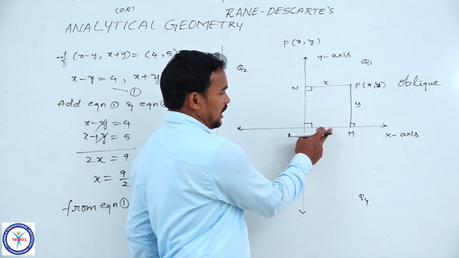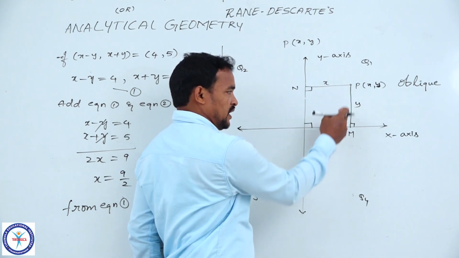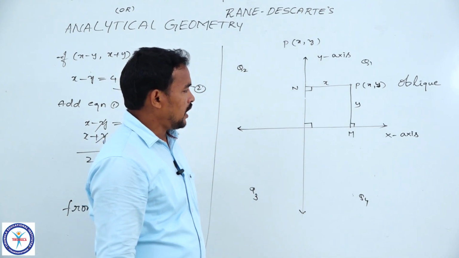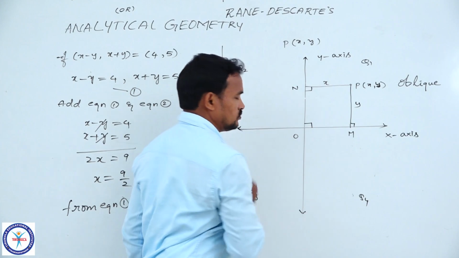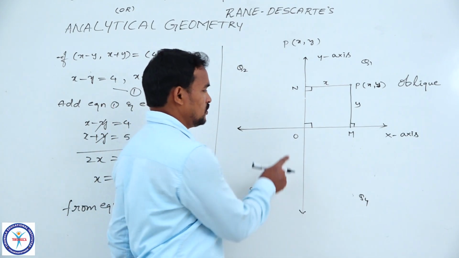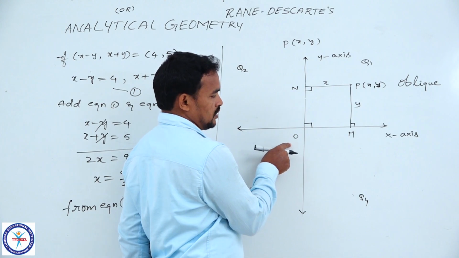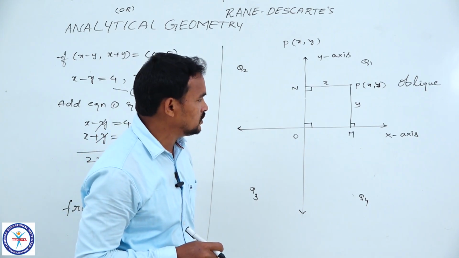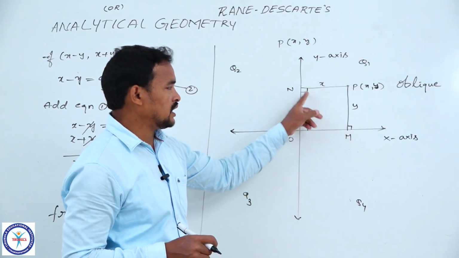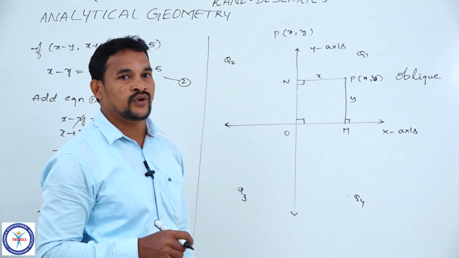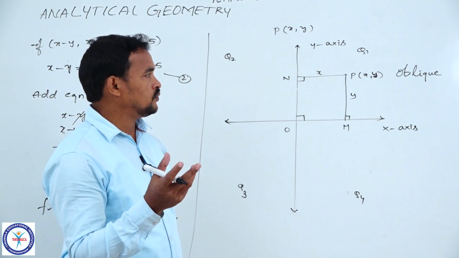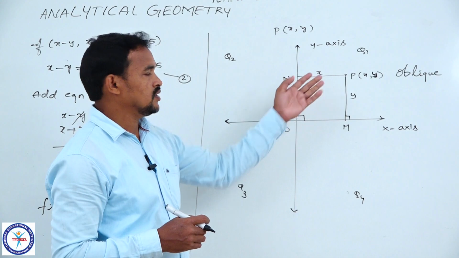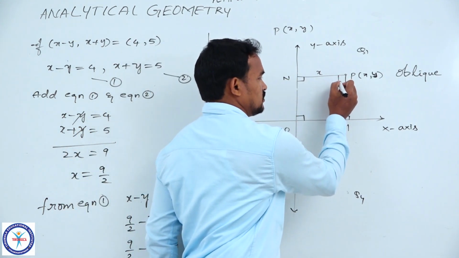Here we observe the x-axis and y-axis are perpendicular, Pm is perpendicular to the x-axis and Pn is perpendicular to the y-axis, and the x-axis and y-axis intersect at a point O. Generally O is nothing but the origin. Here O, M, P, N looks like a quadrilateral. In this quadrilateral, angle O, angle M, angle N are equal to 90 degrees. How do we know? In a quadrilateral, the sum of 4 angles is equal to 360. Here the sum of these 3 angles is 270, so the 4th angle is automatically equal to 90 degrees.